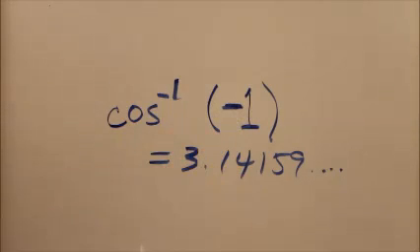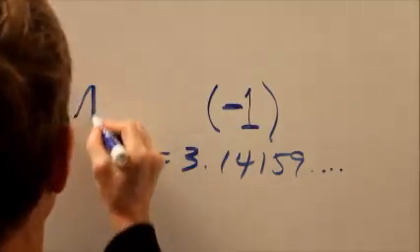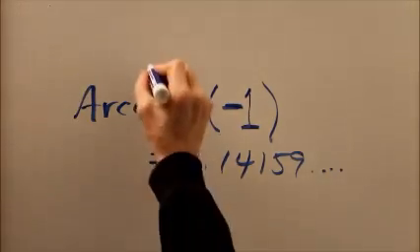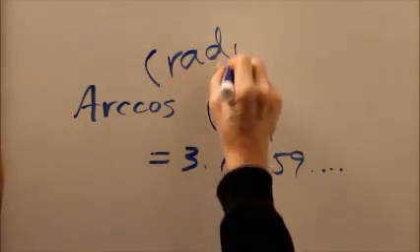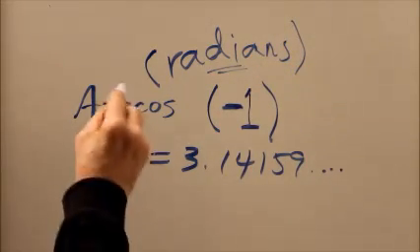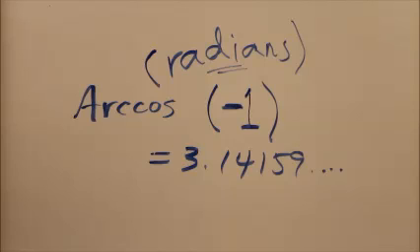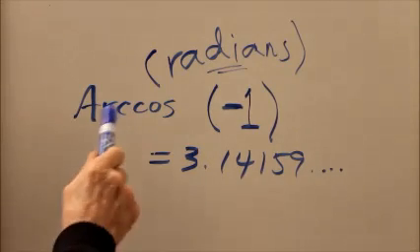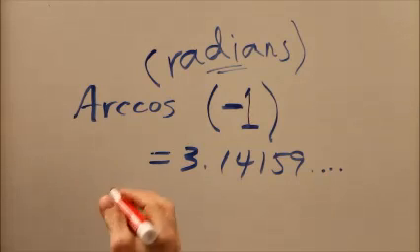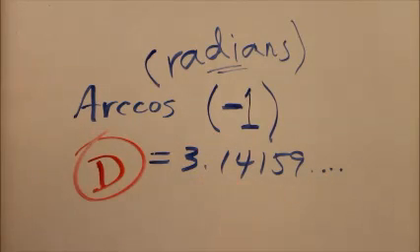But the inverse cosine, or the arc cosine, of -1 in radians, you have to be sure to set your calculator for radian measure, equals 3.14159. That's a little trick that you can use, and in theory, that's exact. So the correct answer to this question is D.